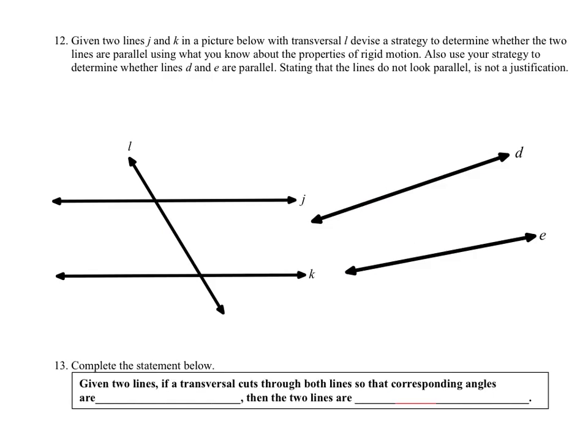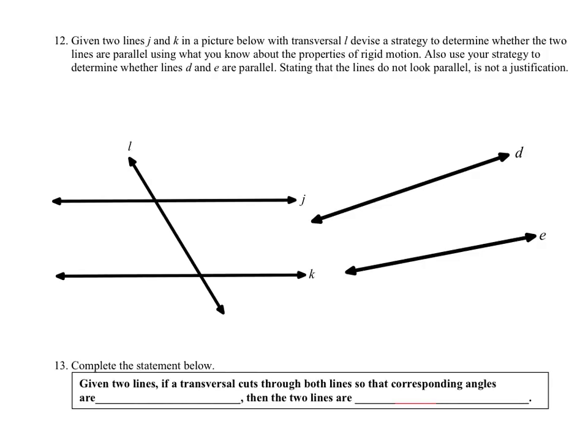Given two lines, J and K, in a picture below with transversal L, devise a strategy to determine whether the two lines are parallel using what you know about the properties of rigid motions. Also use your strategy to determine whether lines D and E are parallel. Stating that the lines do not look parallel is not a justification. So they're going to do this to you guys. They're going to make them look not parallel, but we have to be able to determine if they are based on the angle relationships which we have just discovered.